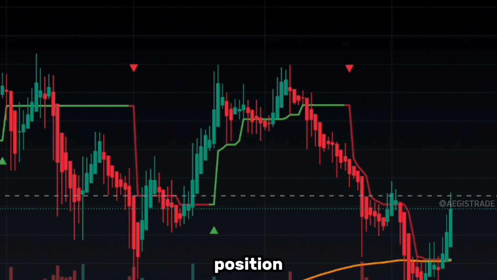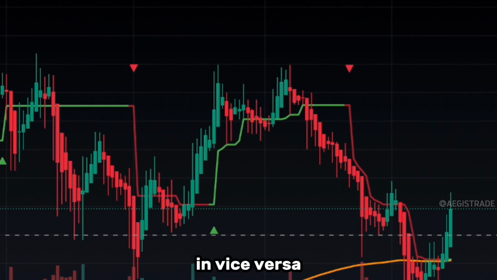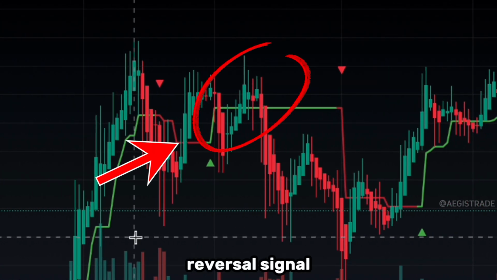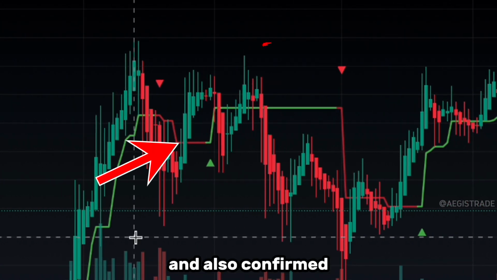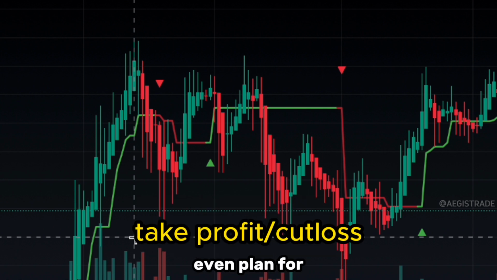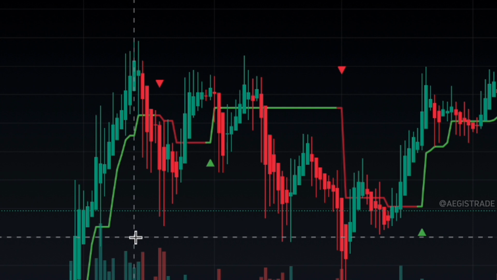Vice versa, when the bullish chart breaks through the green bullish trend line, a reversal signal occurs, also confirmed by the bearish triangle signal. In this scenario, we can start to take profit, cut loss, or even plan for a short position. For example, we will study this trading position.